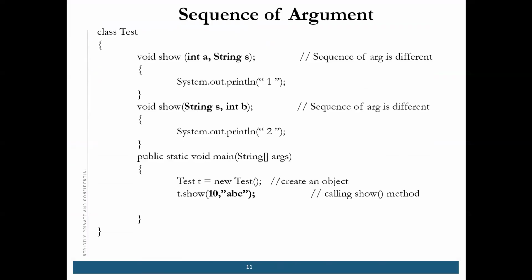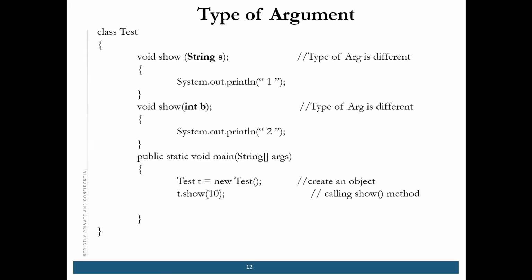Coming to the next example. This one we have already done, so it will call the first method. One more example I have. This is also a simple type of argument, string, integer. Whatever you are passing, it will call that method. Clear? Any doubt anyone has here? It's clear. Simple.